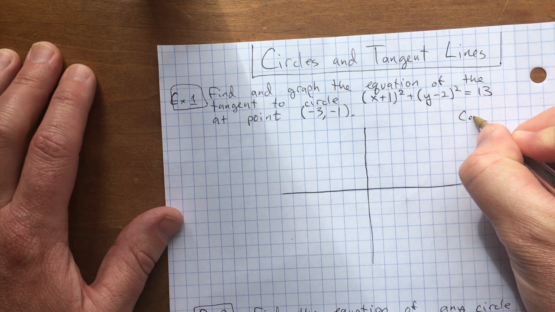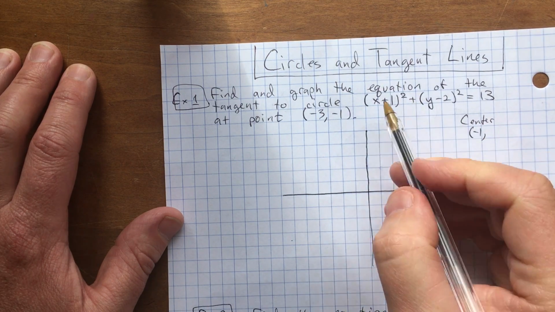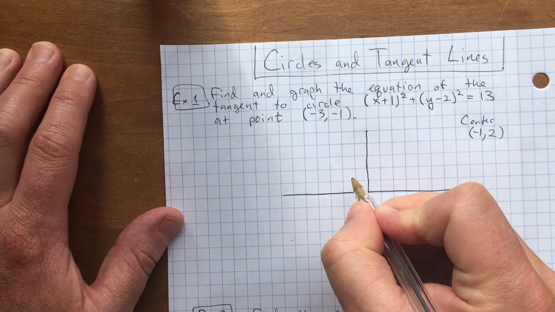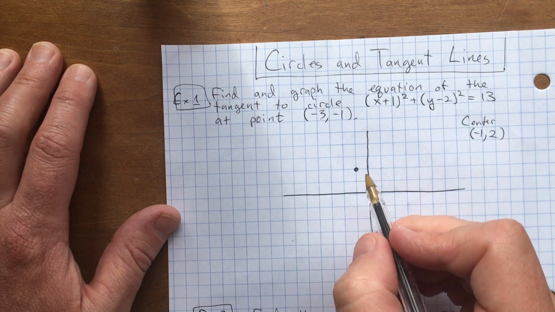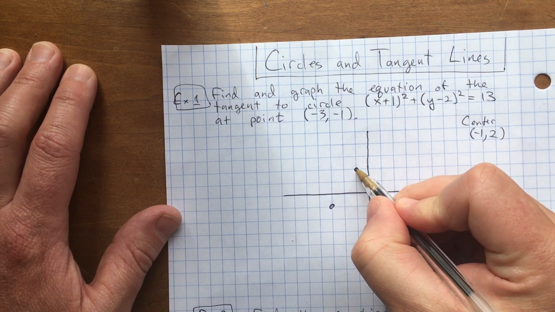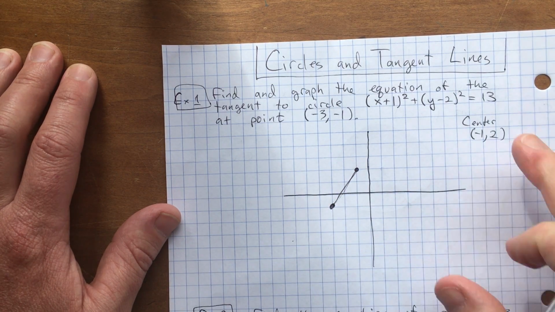So remember, I have to find the center of that circle. That's at negative 1, because that's x minus negative 1, comma 2, y minus 2. So I'll go to (−1, 2). That's the center. It also gives me the point of tangency, which is (−3, −1). And so the real question is, is that on the circumference of this circle?